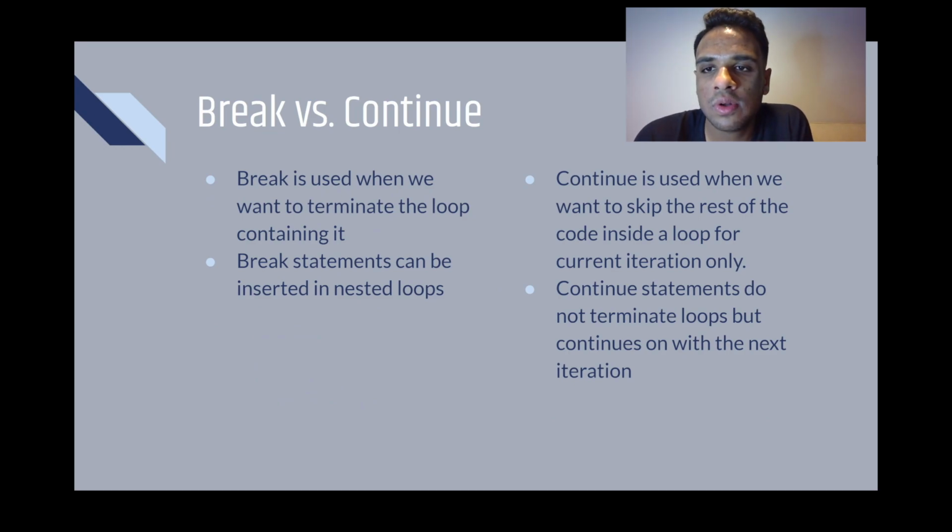Alright, so getting closer to the end, let's talk about break versus continue. You're going to see these two words a lot. Break is used when we want to terminate the loop containing it. So anytime we have a loop and we just want to break out of it and return the output, we just write break. Once the interpreter sees the word break, it will break out of that loop. It will stop executing and return whatever was the last output. So basically it terminates the loop.